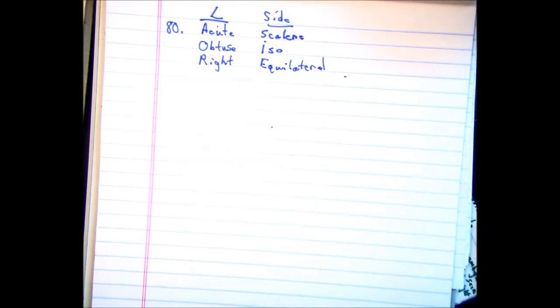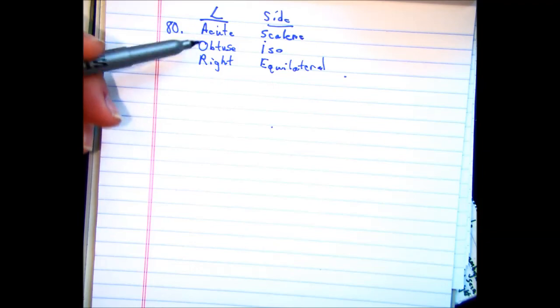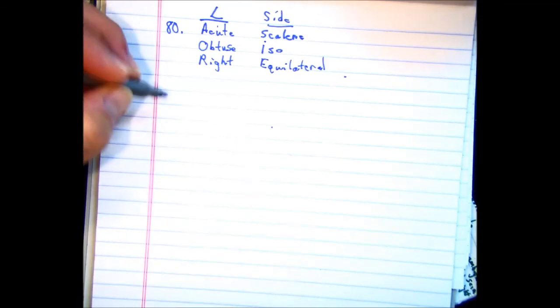If they give you sides, so everybody remember the sides names? They're scalene, which means none of them are equal, isosceles, and equilateral. Okay? So this one they ask for the angle measurement, so if all of them are acute, then it's acute. In an obtuse triangle, only one of them's obtuse. In a right triangle, one of them's right.